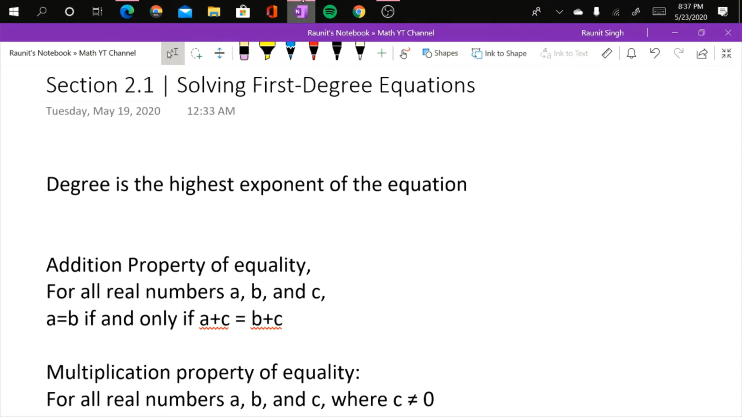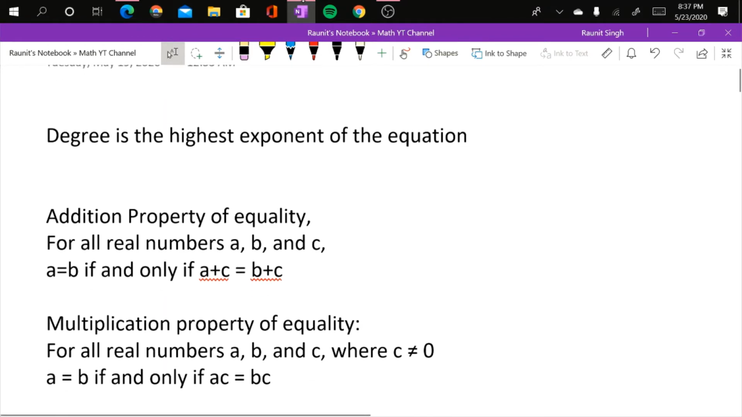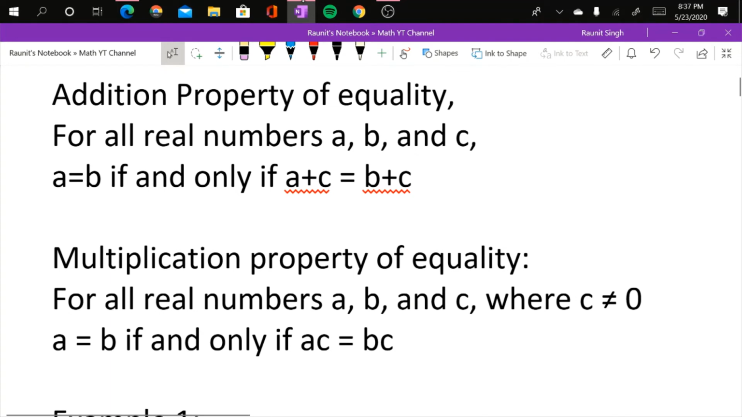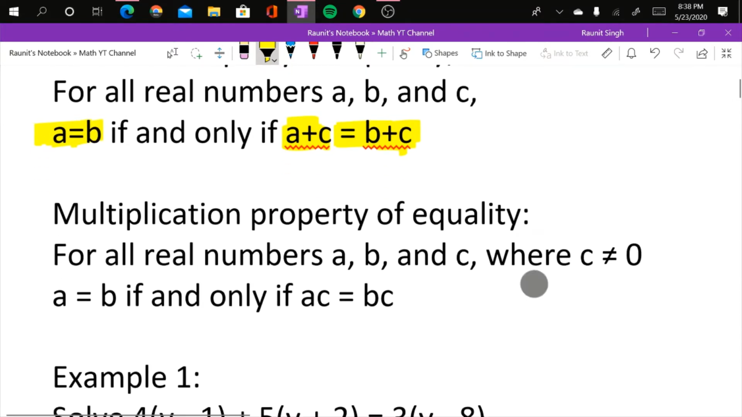And the next thing we have here is the addition property of equality. So for all real numbers a, b, c, a equals b if and only if a plus c is equal to b plus c. And remember, this case is only true if a equals b.